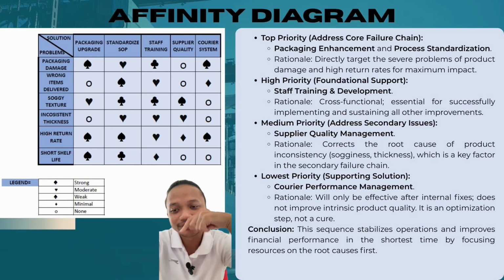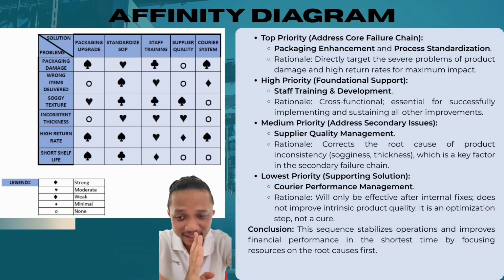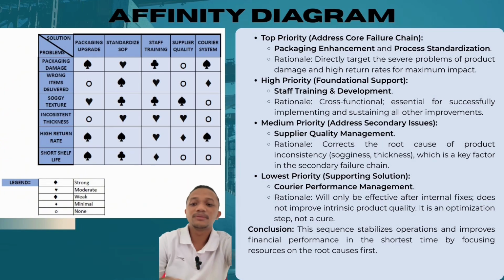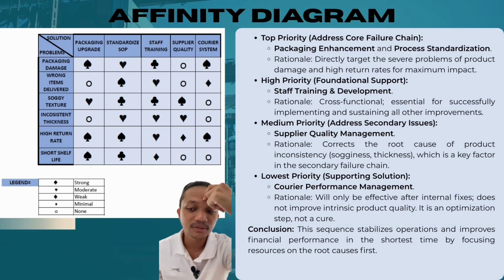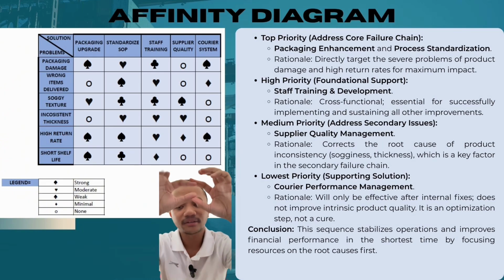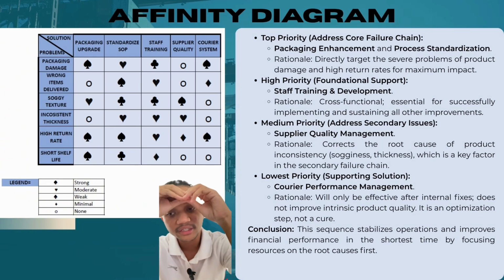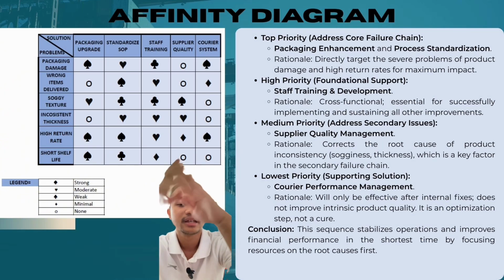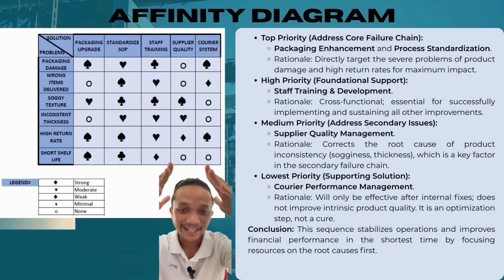foundational staff training program. Following this, we will address the medium priority issue of supplier quality management to resolve product inconsistency. Finally, we will implement the supporting carrier performance system as the final optimization step. This sequence, dictated by the matrix diagram, ensures we focus resources on root causes first to stabilize operations and improve financial performance in the shortest time.